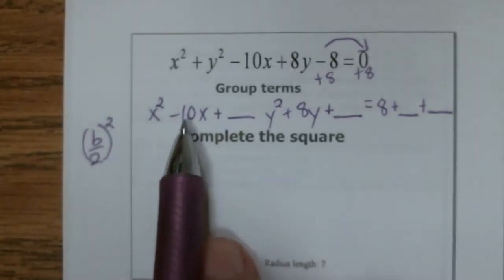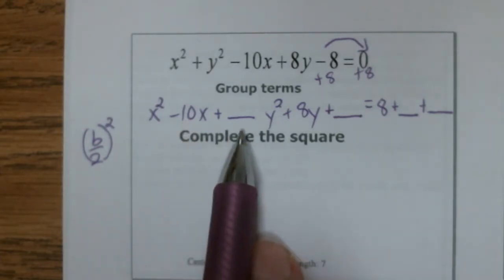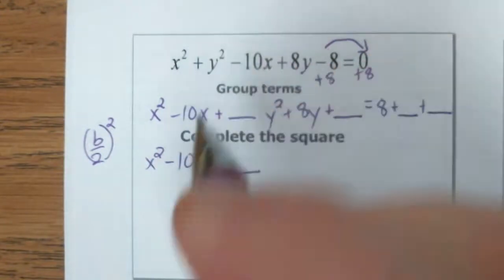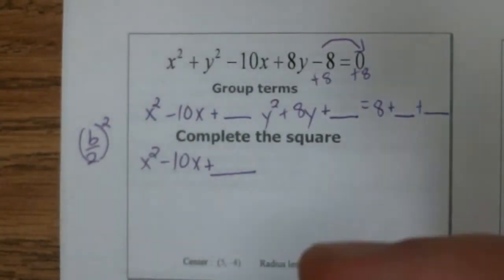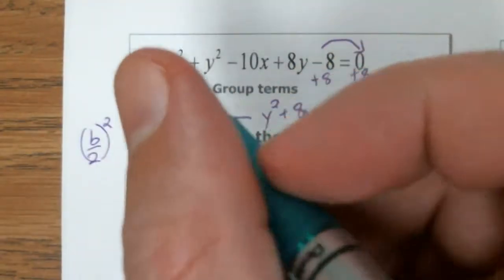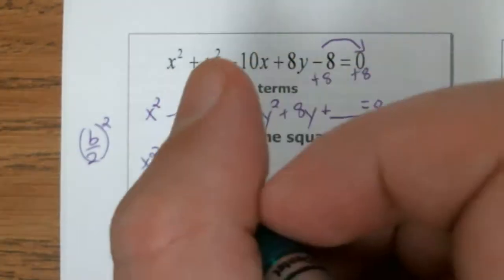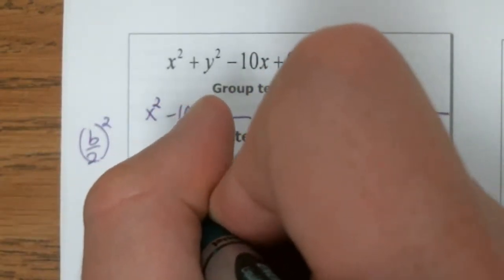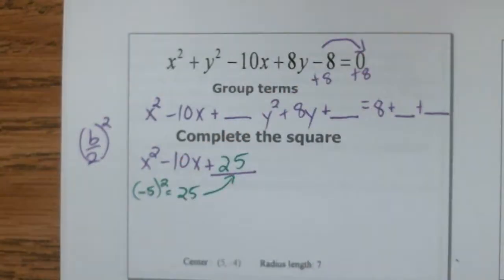You got to remember, half of b squared completes the square. What is your b? It's this middle term right here. Okay, so I'm going to take half of negative 10, which is negative 5, and I'm going to square that. Okay, so negative 5 times negative 5 is 25, so that's what goes in the blank. X squared minus 10x plus 25 is this magical number that we're pulling out of thin air, because we basically took half of negative 10, which is negative 5, and then we squared it. And that became 25. So that's what we're going to put in that blank.